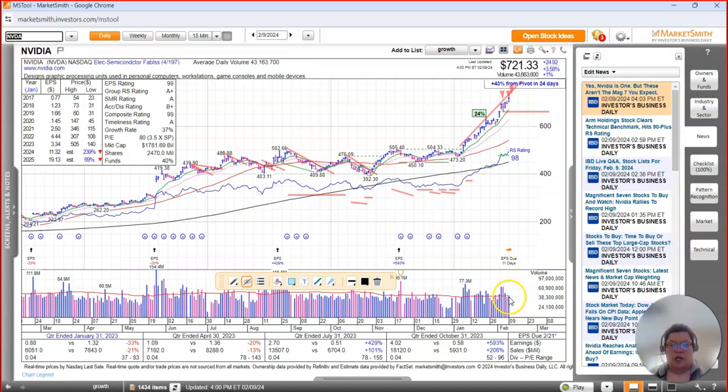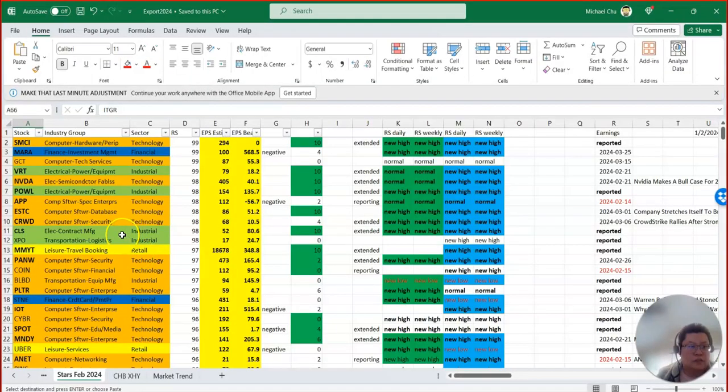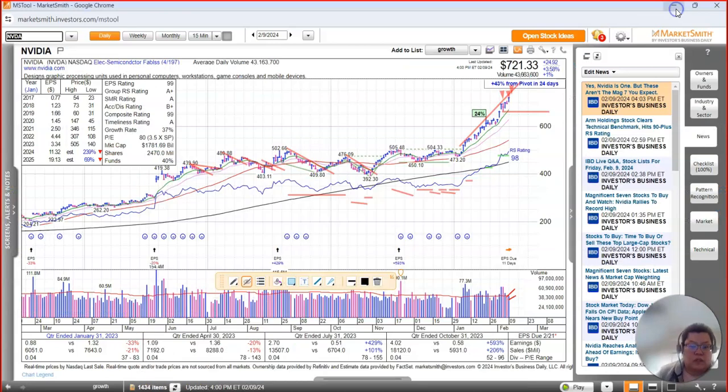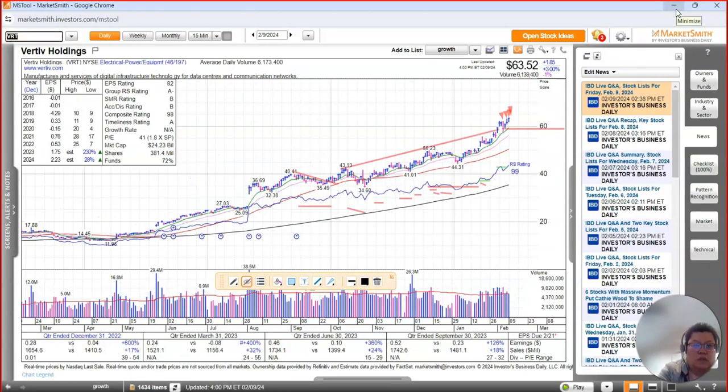NVIDIA has started to dry out, see? The volume is not coming in no more. That's usually an exhaustion sign, meaning the demand side is slowing down. What other ones did we look at? Let me go back. This will be the last thing we look at. VRT. This one is starting to dwindle too, the volume. That's a good sign, right? If the volume starts to dwindle, that shows the demand is not strong no more, at least at this current price.